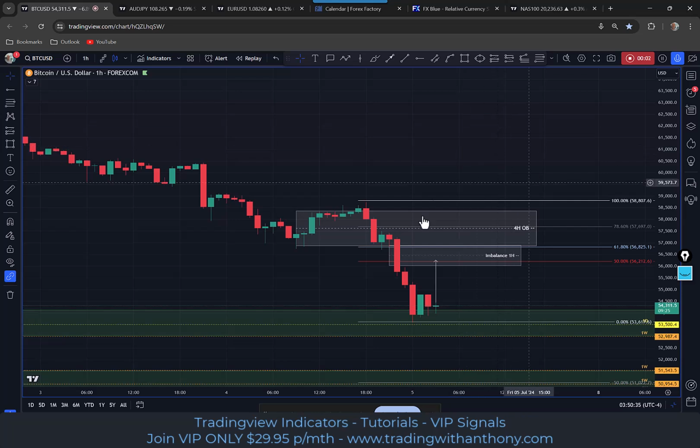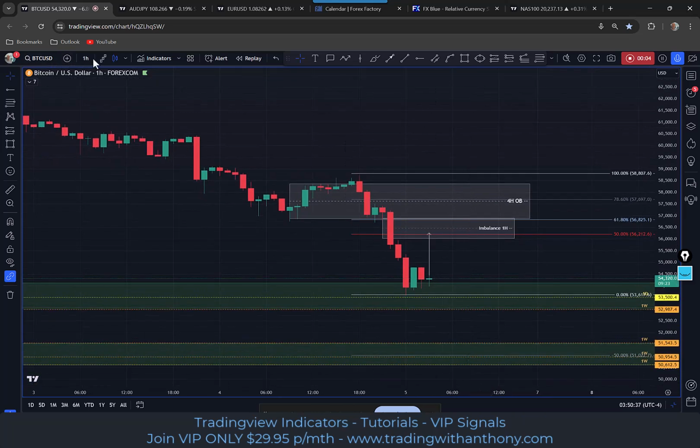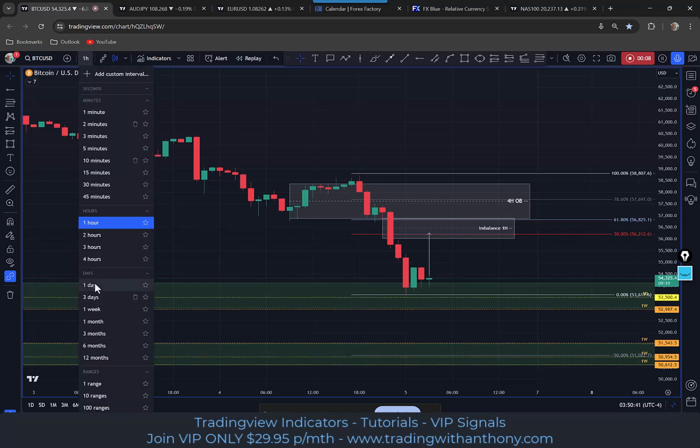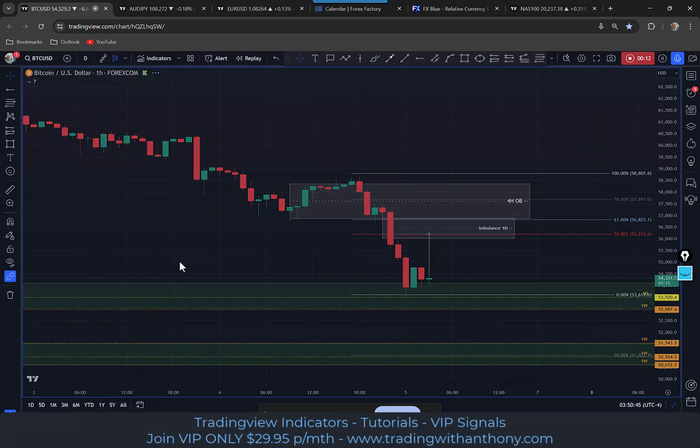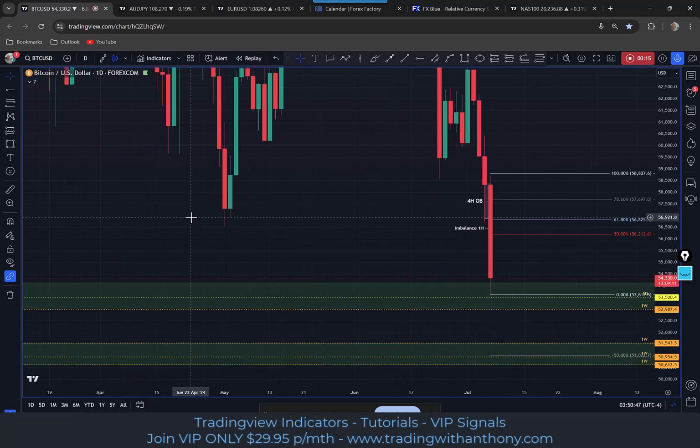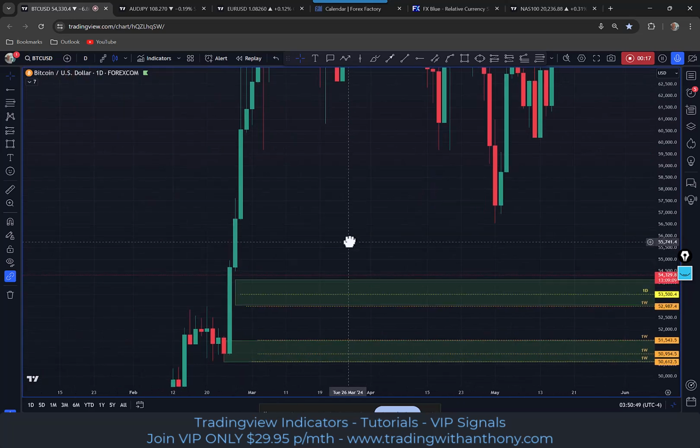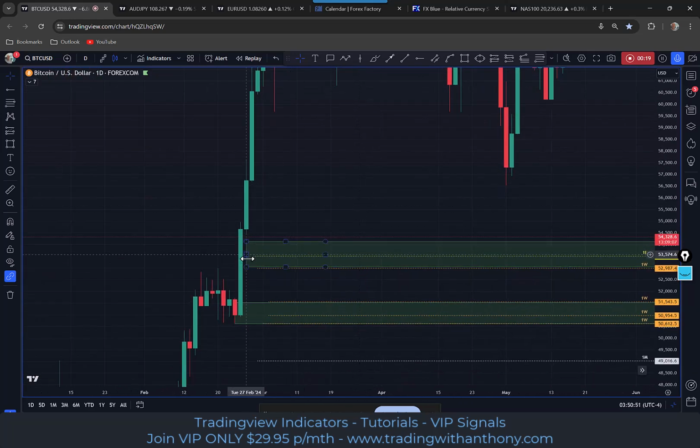Traders, Bitcoin. I've just marked up my chart here and I'm looking for a counter trend opportunity. But what I'll do, I'm just going to go out to the daily to start with, and I want to show you what I've marked up here. If we push this left, I've got this range through here marked up.